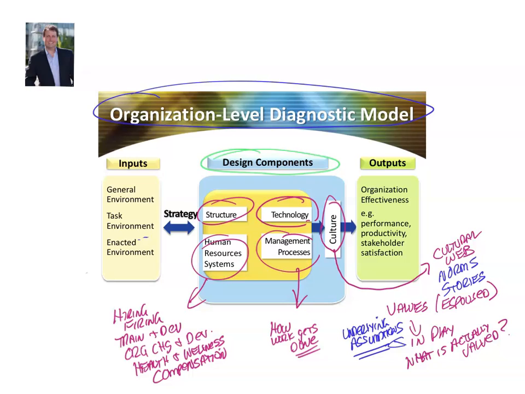So these are the 5 elements of what we would call design. And ultimately, the inputs, once transformed and moved through the design components, generate outputs. And what are outputs? Well, we call this broadly organization effectiveness. But what do we really mean? We mean performance. We mean productivity.